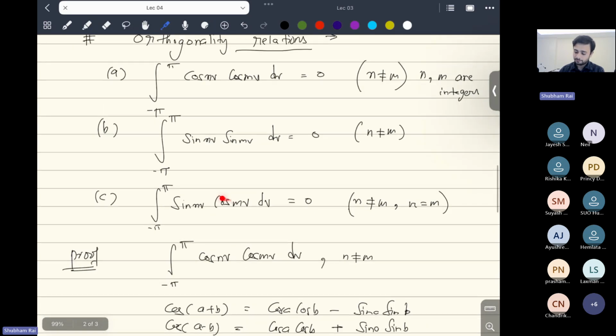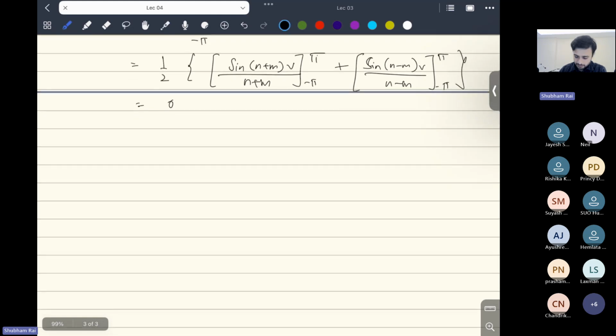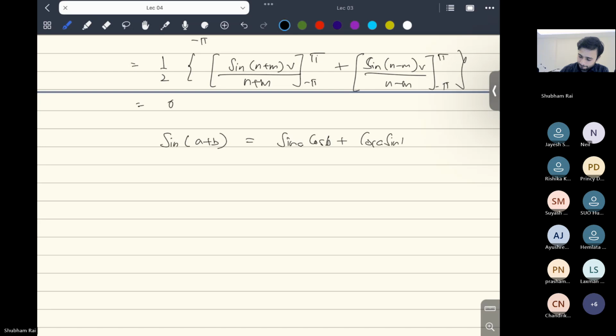And for the third one, to prove the third part, you can use another formula, which is the sine formula. So sine(a plus b) is equal to sine a cos b plus cos a sine b, and sine(a minus b) equal to sine a cos b minus cos a sine b, right?